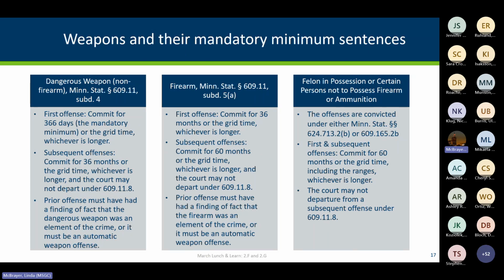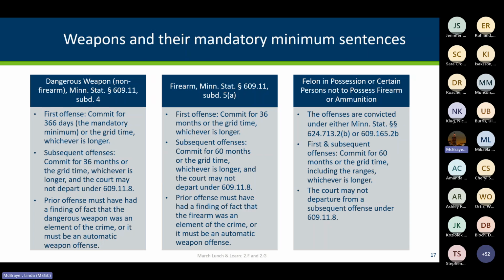And then felon in possession, it doesn't matter which statute is charged out. These are all persons not to possess firearm or ammunition. And as I said, the legislature did not break out firearm and ammunition into their own clauses. So these are all treated the same. So first and subsequent offenses are always going to be a commit for 60 months or the grid time, including the ranges, whichever is longer, and the court cannot depart from a subsequent offense under 609.11 subdivision 8.